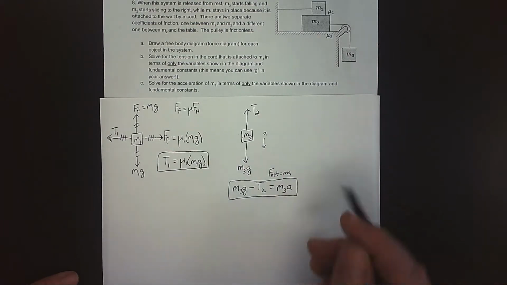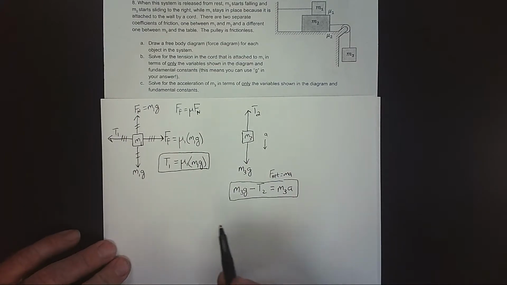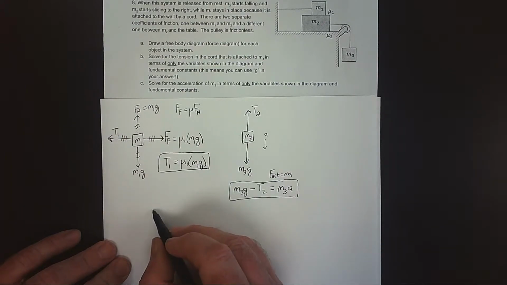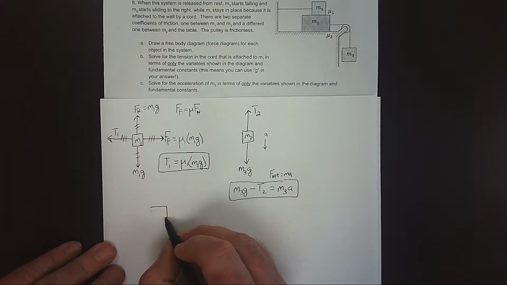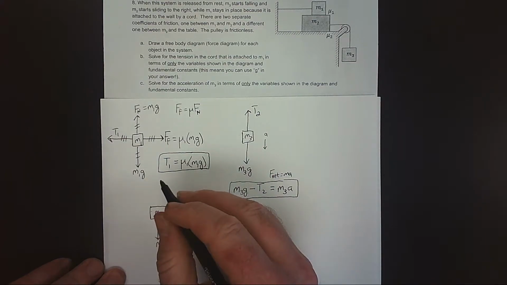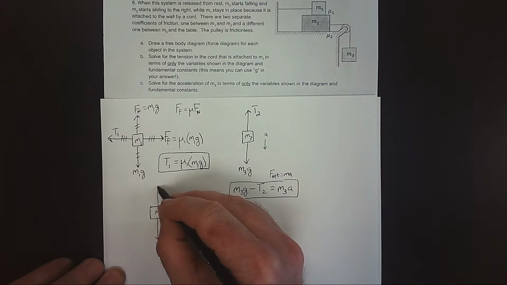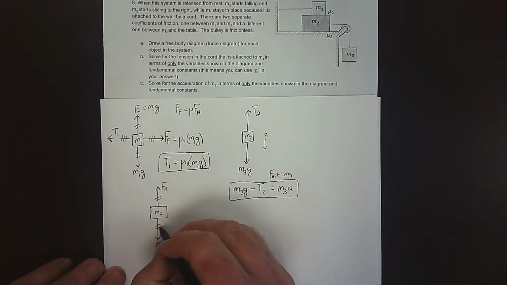For M2, it's a little more complicated. We have more forces on it. So I'm going to do M2 right here. It looks like we're going to have some horizontal forces. And so M2, if we look at it, it of course has its force of gravity. So that's M2 times g. And it's sitting on a surface as well, and so it has a normal force. And those would be balanced.